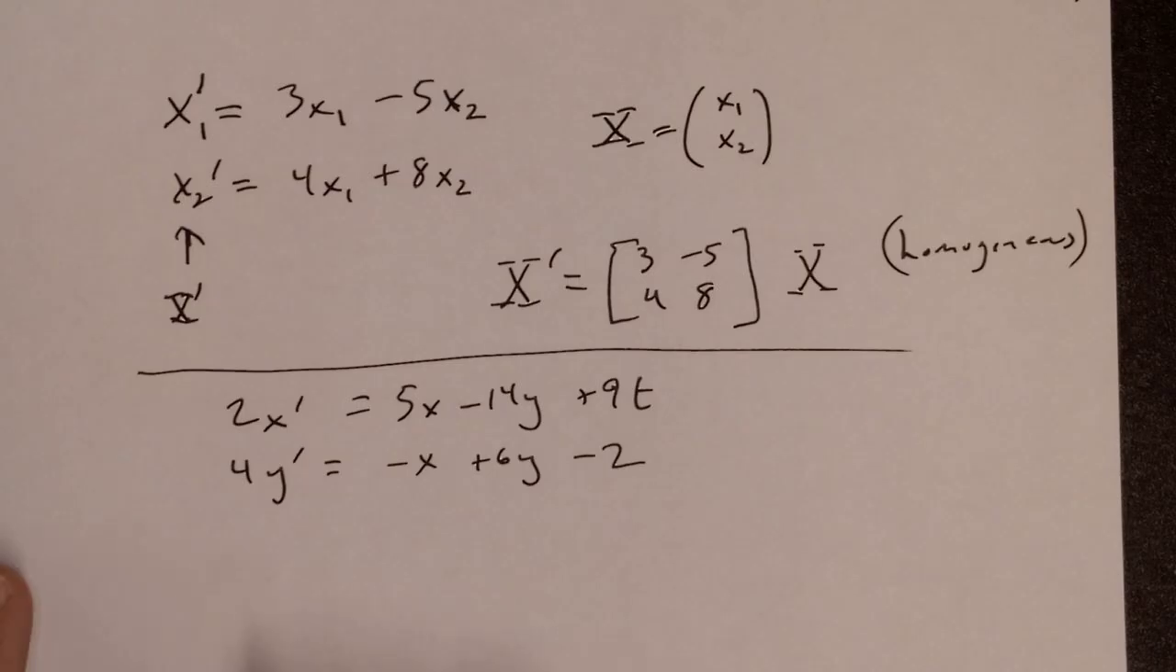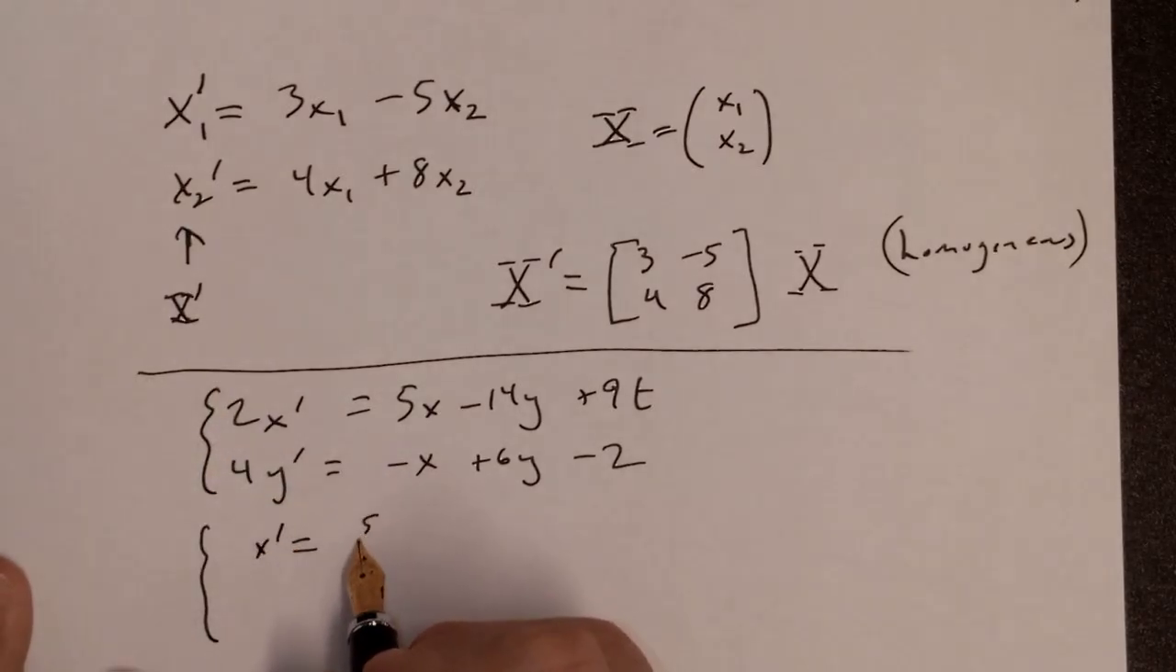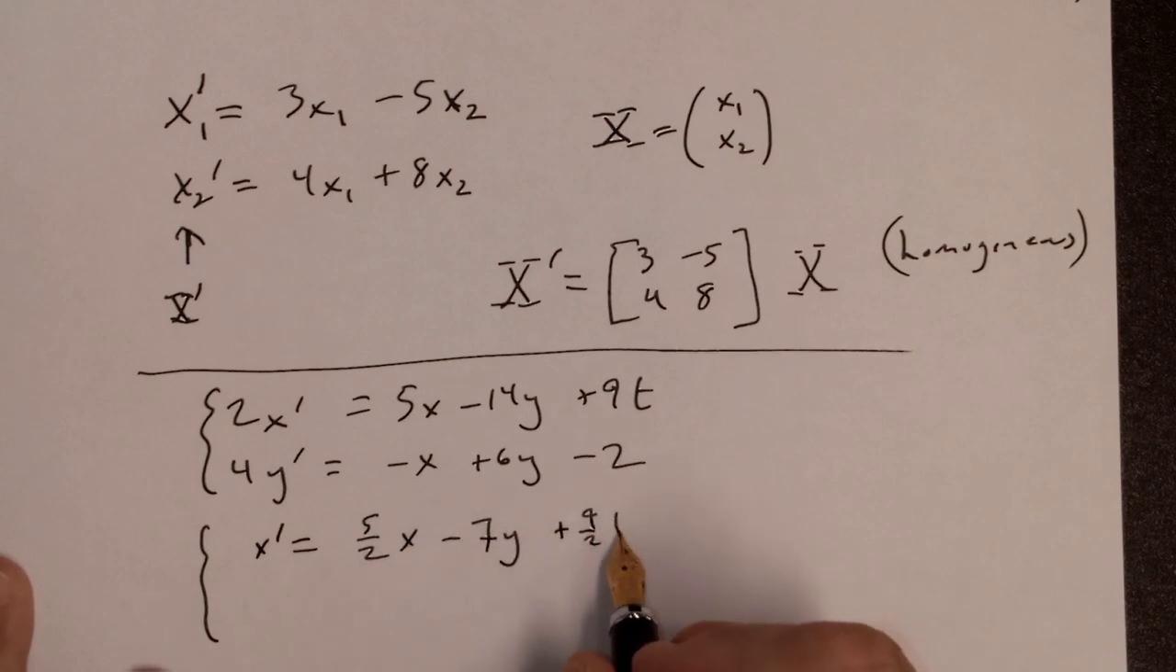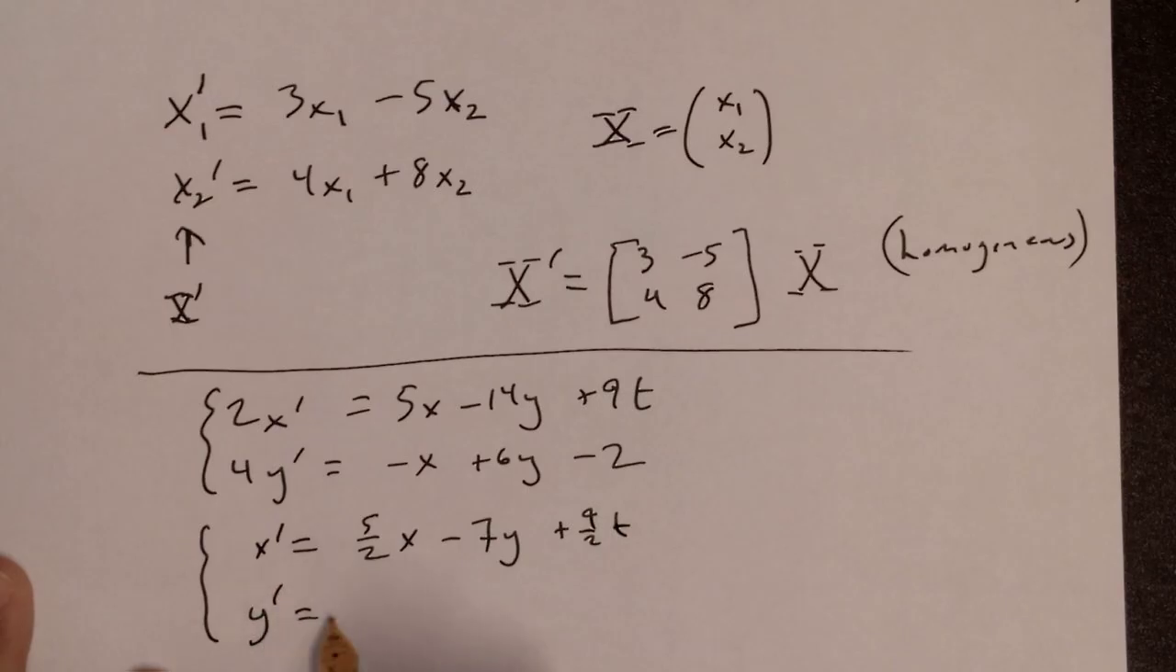So really, I'm going to rewrite these equations. X prime equals 5 halves x minus 7y plus 9 halves t, and y prime equals negative 1/4 x plus 3 over 2y minus a half.